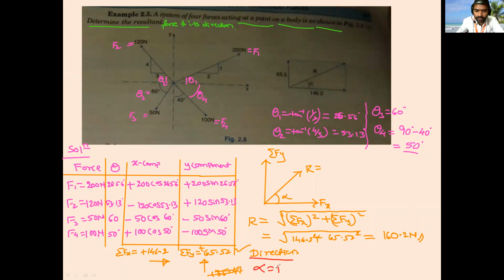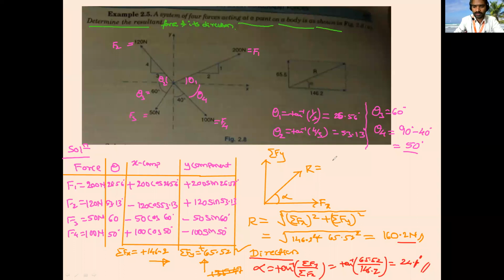Alpha is equal to tan inverse of sigma fy upon sigma fx. Don't consider any sign. So fy is 65.5 divided by 146.2. All of you calculate. 24.1 degrees. So this is magnitude, this is direction.